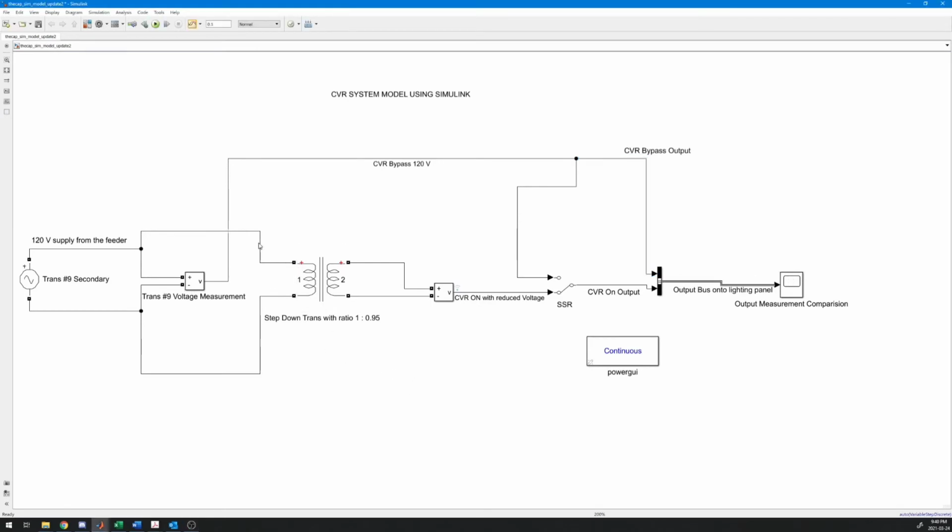So with CVR implementation, we have added a single-phase step-down transformer with a turns ratio of 1 to 0.95 for the voltage reduction level that we need and verified from the MATLAB results. Measurement block once again to measure the voltage after CVR is turned on, and a switch is used to switch between the two lines. In a real implementation, there would be two solid-state relays, but since this is a conceptual schematic, we have used just one switch for the purpose of the simulation. Now, we will run the program and see the results.